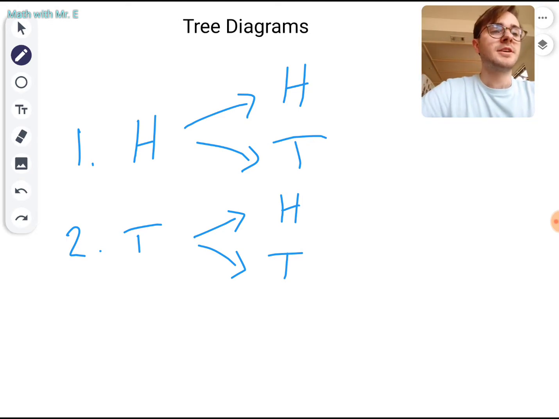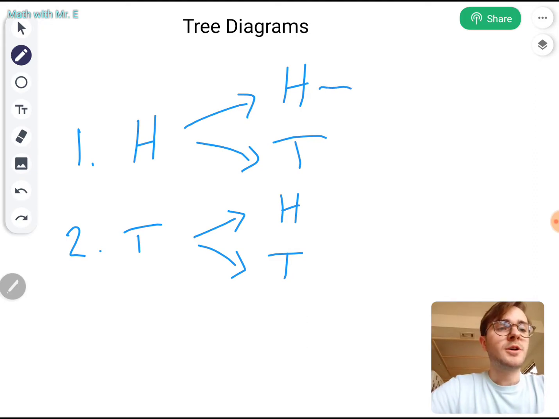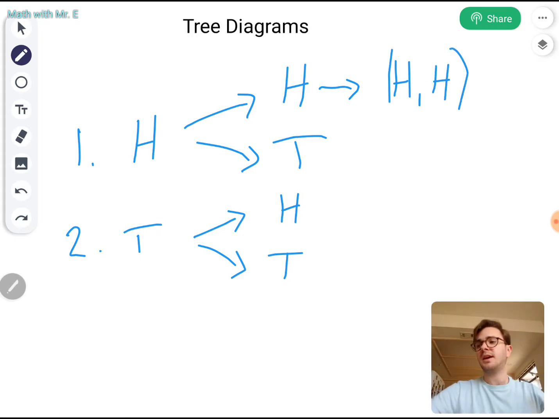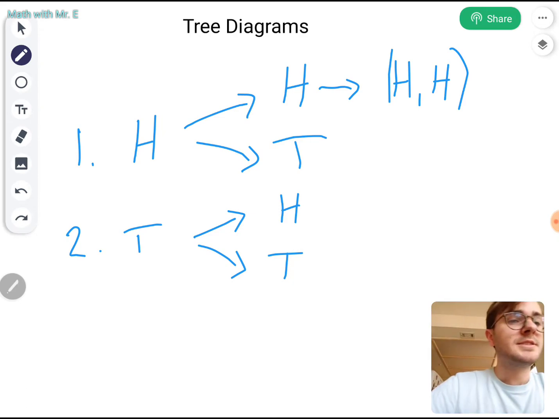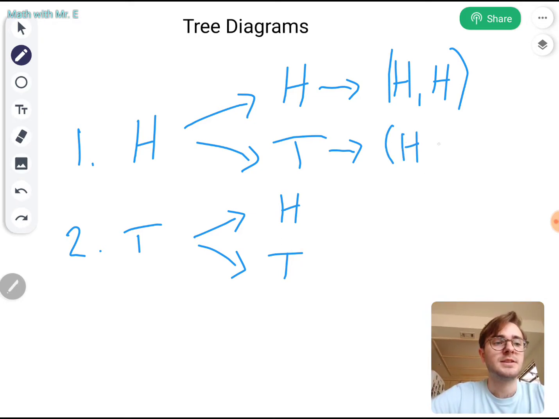So we'll go ahead and write those outcomes off to the right here. I'll move myself out of the way. One possibility is that I flip heads the first time and heads the second time. So we'll write that as H, comma, H, and we can put that into parentheses. I could also get heads the first time and tails the second time. So we'd write that as H, comma, T. And I'm sure you can figure out the other two.